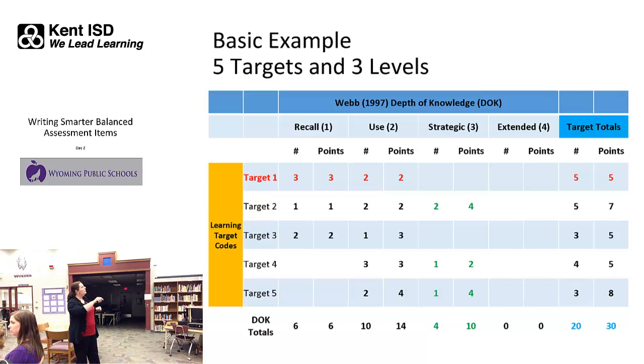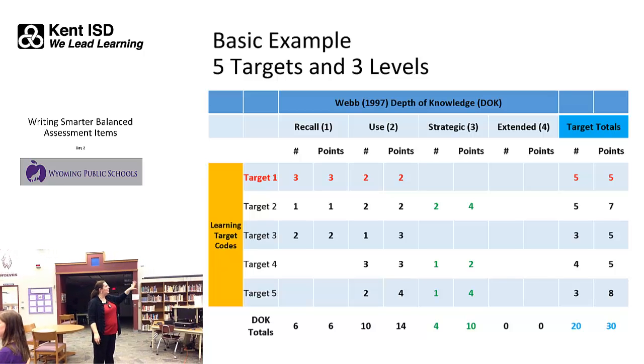Then they total up at the bottom so that you can see across the board you have 6 level 1 questions, 10 level 2 questions, 4 level 3, for a total of 20 questions and 30 points. So here you're seeing a balance with your points as well as with your questions. You don't want to ask too many level 3 or 4 questions, but you've got enough in there worth enough points that you're going to get that information.